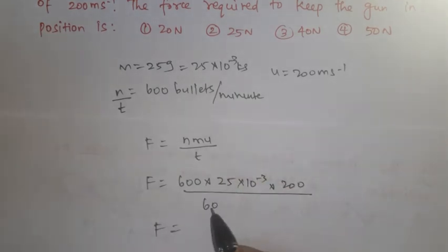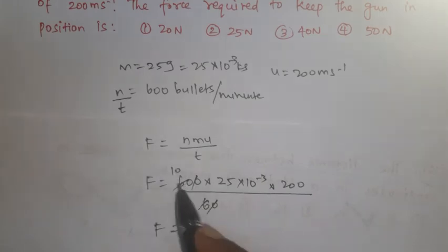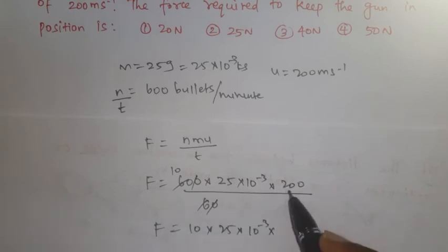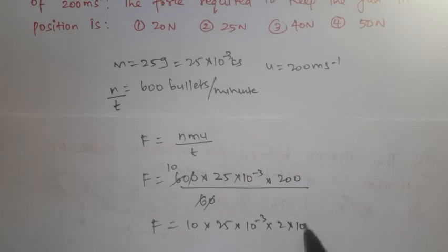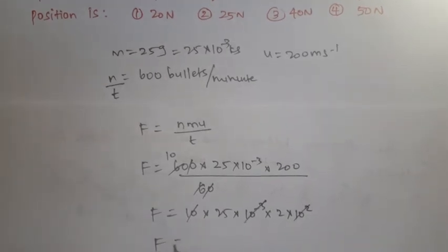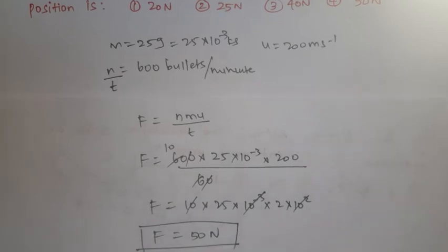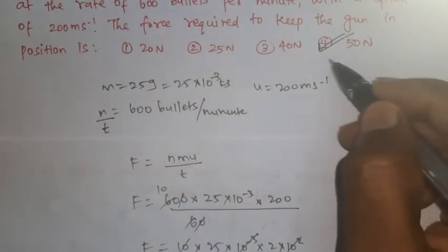F is equal to, if we cancel 10, then this 10 into 25 into 10⁻³ into this 2, you can write as 2 into 10 square. 10 square, this 10⁻¹ is 10 cube. 10 cube into 10⁻³ is going to be cancelled. Now F is equal to 25 twos are 50 Newton. So we have to provide 50 Newton force to the gun. Then only the gun will be in the same position. According to the options, the fourth one is the right answer, 50 Newton.